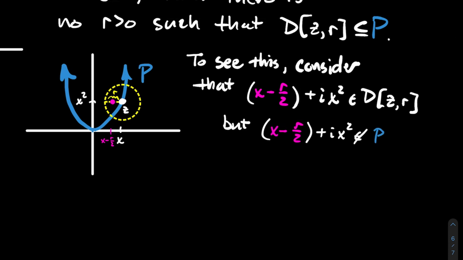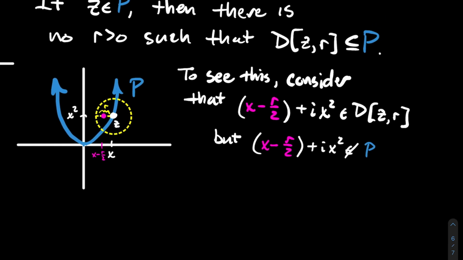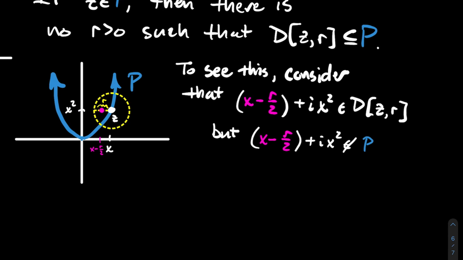So that's in the disk for sure. But if you think about it and look, that can't be on the parabola. And how do I know it's not on the parabola? The parabola has this special relationship, that the imaginary part has to be the real part squared. But x minus r over 2, quantity squared, is not the same thing as x squared.